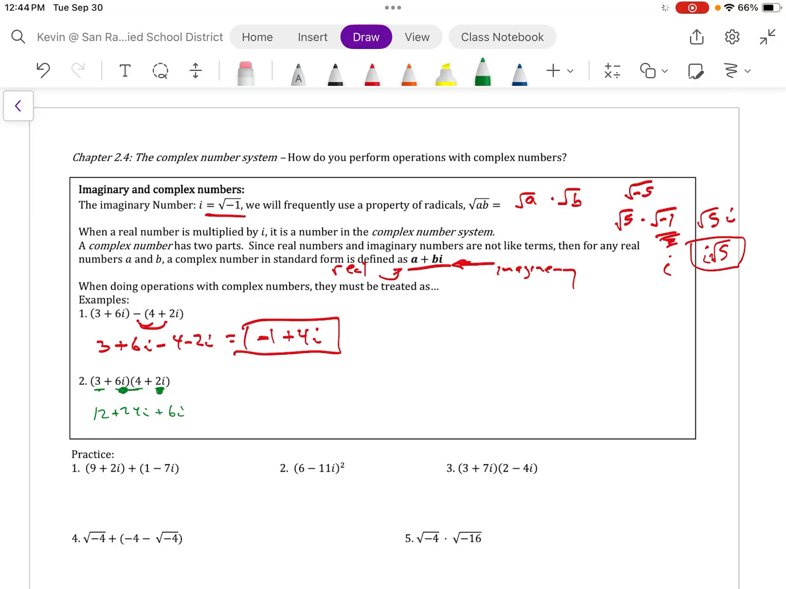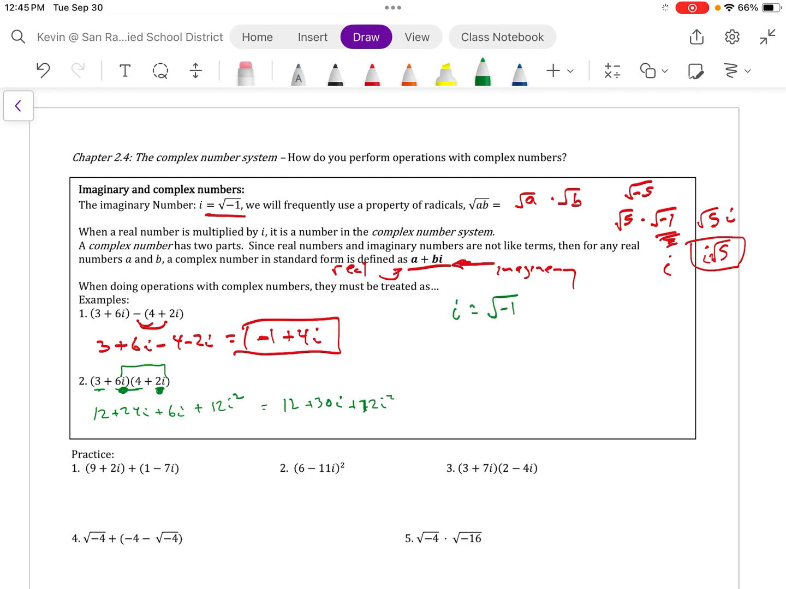And then lastly, you have 6i times 2i. So 6 times 2 is 12, and then i times i is i squared. So that's this last term here. We multiply them together. Let's start cleaning this up a little bit. We have 12 plus 30i. And then we have this plus 12i squared.